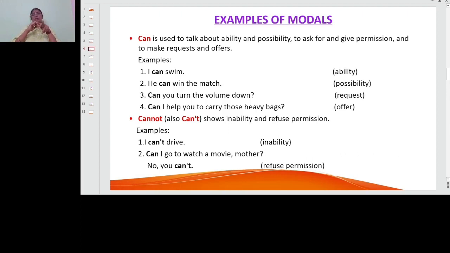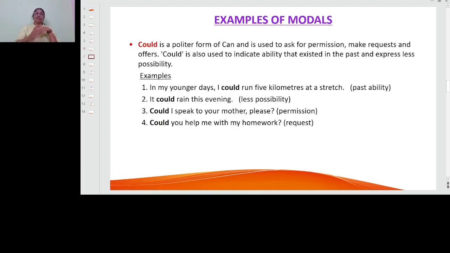Now, just the opposite is cannot. You know, can means we will do it, positive. Cannot means inability or refusal of permission. Example, I can't drive. I don't know driving. So, how can you expect me to drive? Can I go watch a movie, mother? She is asking permission, but gets a refusal. Mummy says, no, you can't go there. I can't send you. So, can't is refusing the permission.